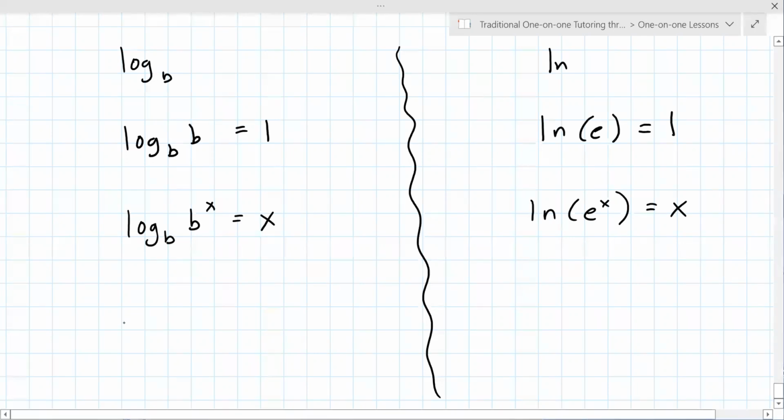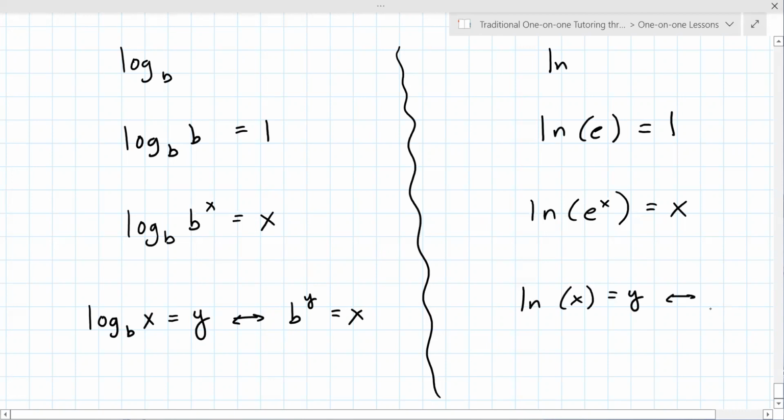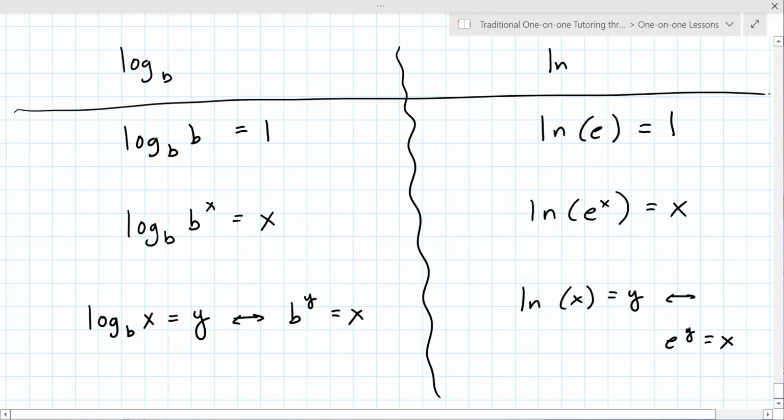And then we did a few of these rewrites. So log base b of x equals y. I'm probably misusing my letters here, but this became b to the y equals x. And if we have natural log of x equals y, this becomes e to the y equals x. That summarizes everything we did today with formulas.